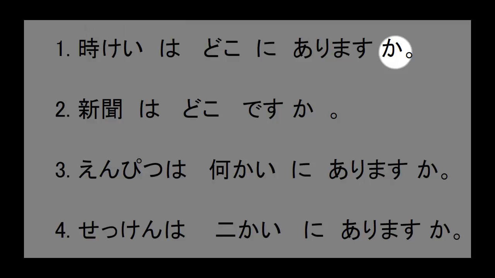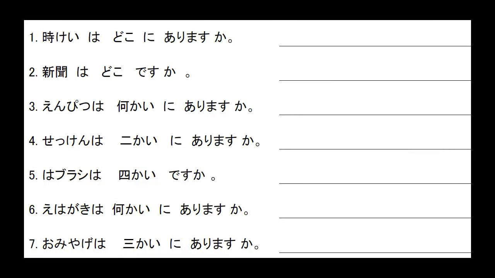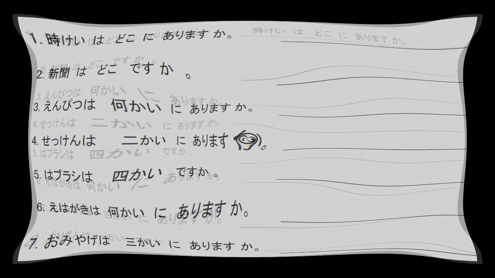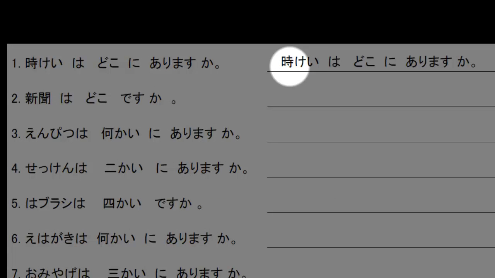Let's see how you would answer that question. Now the easiest way to answer any question is basically to copy the question, identify the question word, replace the question word with your answer, and remember to remove the ka from the end of the sentence so it's no longer a question. So let's go through that process together. Okay, here I've simply copied the question. So tokei wa doko ni arimasu ka? Now the question word is this one here, doko, meaning where. So what we're going to do is we're going to just check where it is, and then we're going to replace doko with the answer to the question.